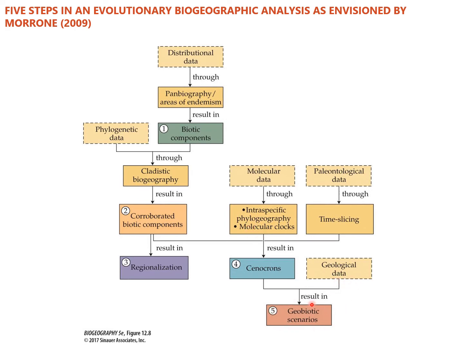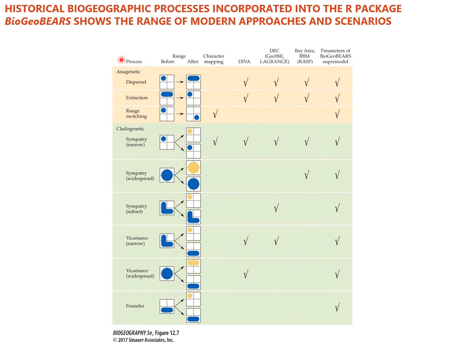Ultimately, you can get what they're calling geobiotic scenarios, which is basically, for large groups of organisms, really detailed evolutionary histories and lineages, looking at how things diverged over both large scale time and space and across lots of different taxonomic groups. This is just to show how far the analysis has come.